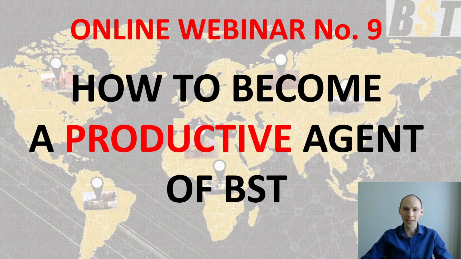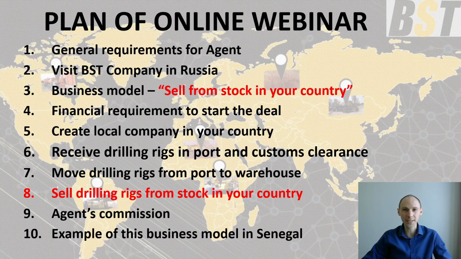So let us begin. Here you can see the plan of this online webinar, which will consist of 10 items. So let me briefly describe each item. Number 1, general requirements for the agent. I will describe what skills and other qualities the agent should possess. Number 2, visit BST company in Russia, which is a compulsory requirement for this agent.